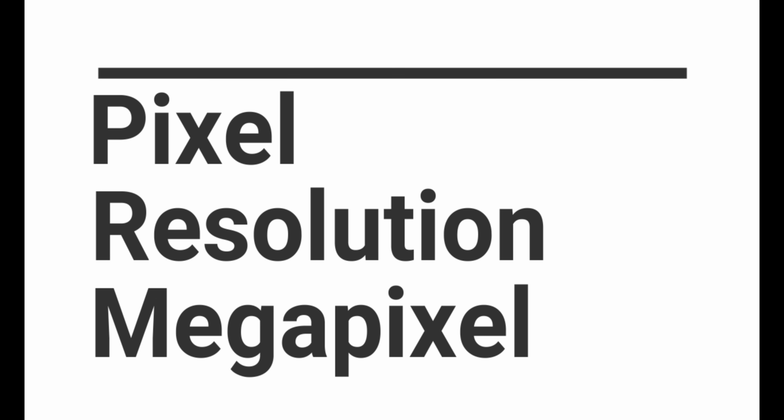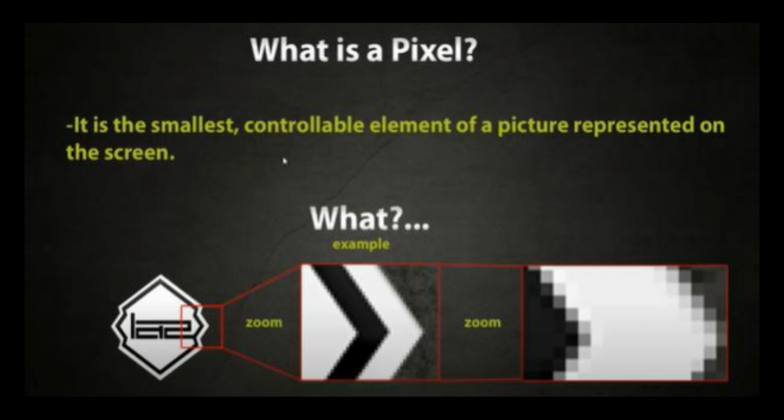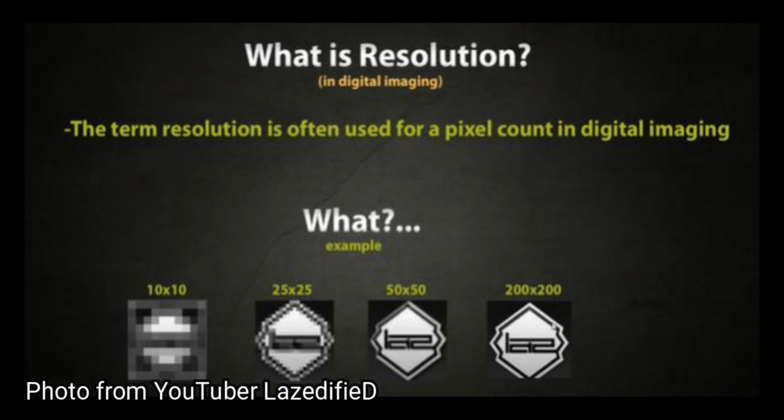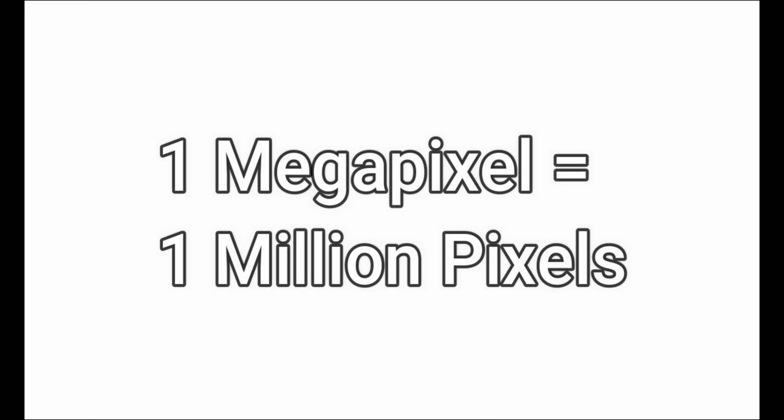Some common terms I needed clarified were pixel, resolution, and megapixel. A pixel is simply one small section on the screen, as shown, and resolution is the number of pixels in a certain area on the screen, usually per square centimeter or inch. A megapixel is 1 million collective pixels.